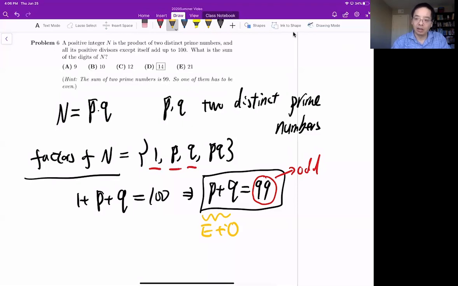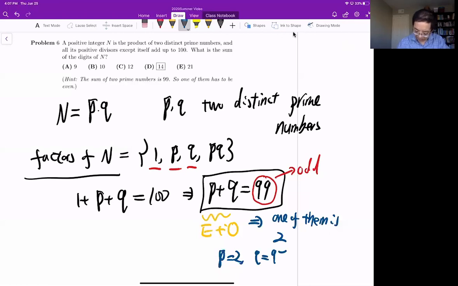Okay, and then we know there's only one even prime number, that is 2, which says one of them has to be 2, right? So from here, we get one of them is 2. It doesn't matter, it's symmetric, so P is 2. And then we have Q is 97, and this is indeed valid because 97 is a prime number.